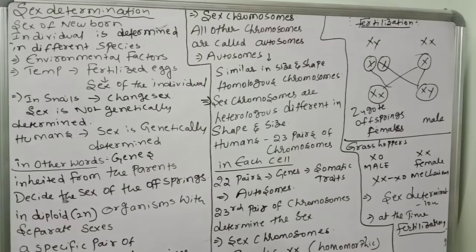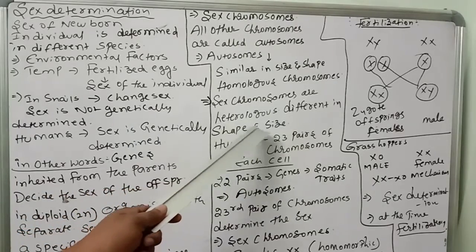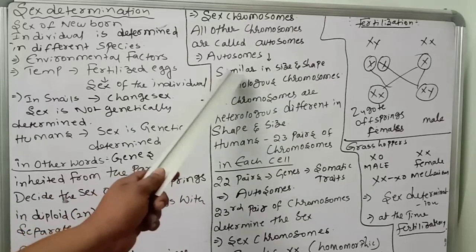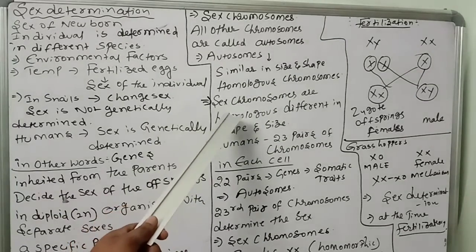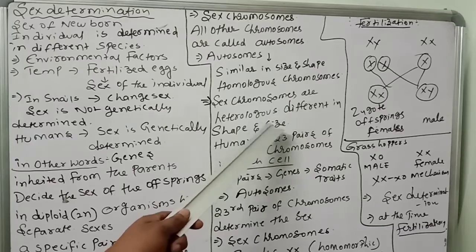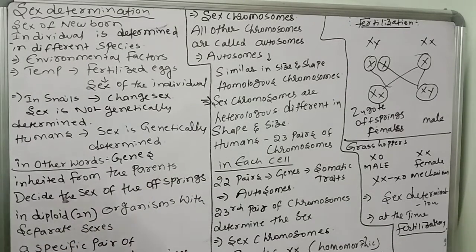In humans, how many sex chromosomes are heterologous? Because they are different in size and shape. Autosomes are similar in size and shape, that's why they are homologous chromosomes. The sex chromosomes are heterologous. Why? Because of different shape and size. So, in humans, another important point to remember.